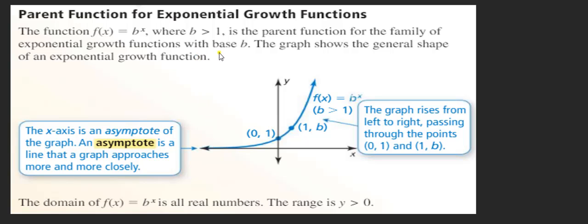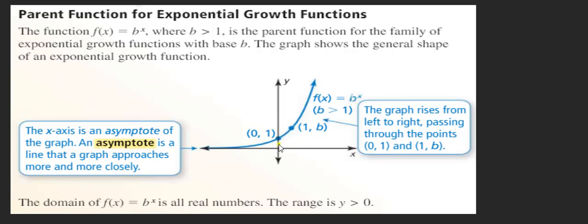An exponential growth function with base b looks like this graph right here. From left to right, the graph is growing rapidly. And notice, as x goes to negative infinity, it looks like the graph touches the x-axis, but it never does. It comes very close, but it never touches the x-axis. Therefore, the x-axis, or y equals 0, becomes the horizontal asymptote.